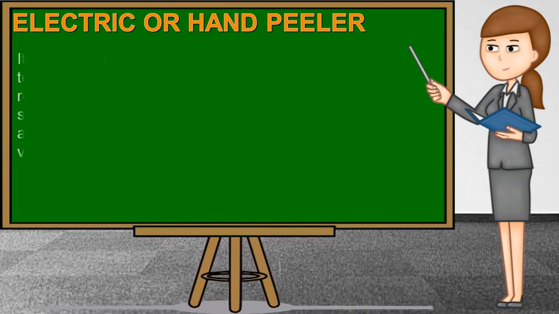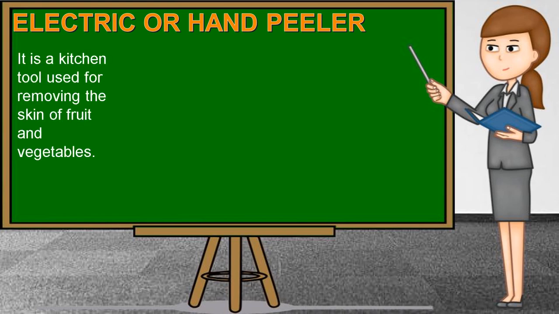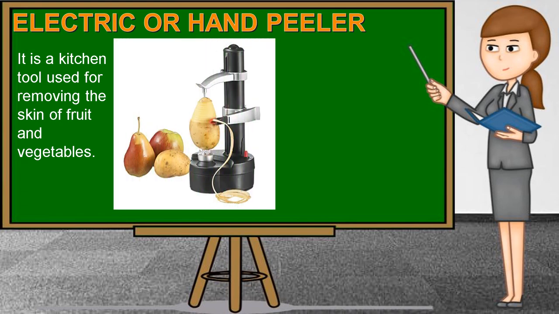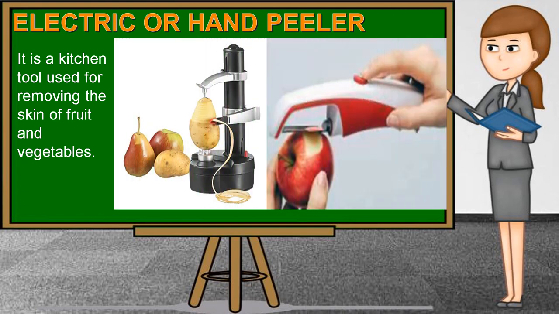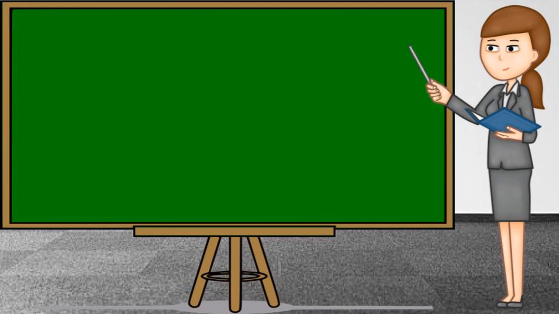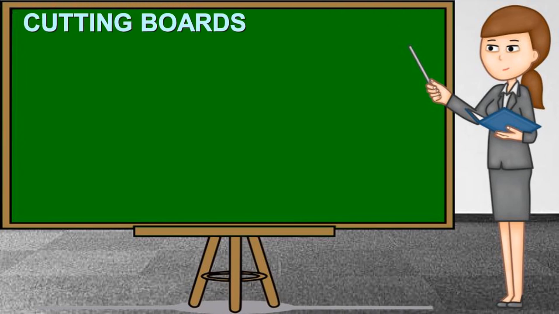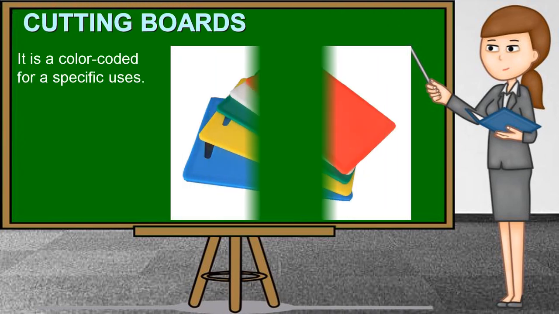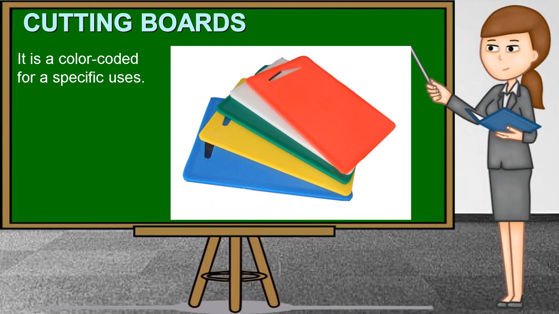Electric or hand peeler. It is a kitchen tool used for removing the skin of fruit and vegetables. I have here the example of an electric peeler. And the other one is the hand peeler. Another tool and equipment needed in the preparation of salad is cutting boards. They are color-coded for specific uses.